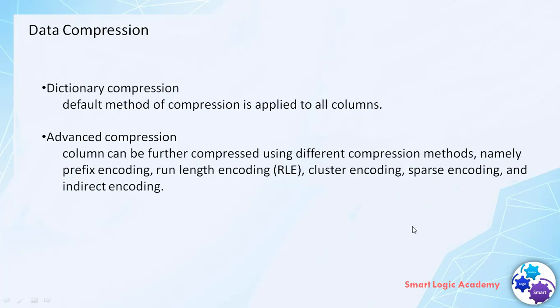In advanced compression, each column can be further compressed using different compression methods such as prefix encoding, run length encoding, cluster encoding, and indirect encoding. The SAP HANA database uses a compression algorithm to determine which type of compression is most appropriate for a column. In this video, I will only explain dictionary compression. Advanced data compressions are out of the scope of this course.